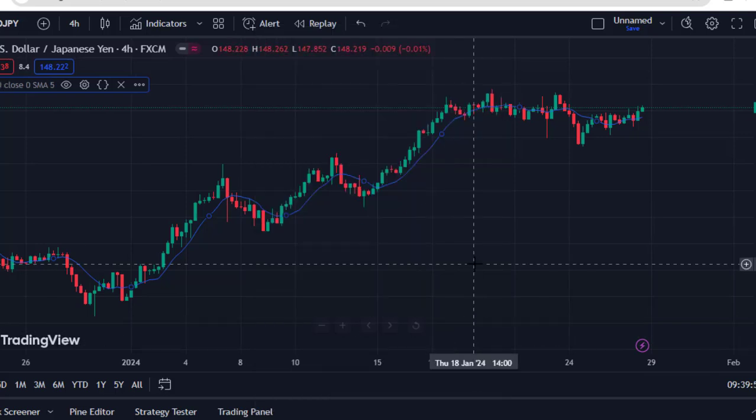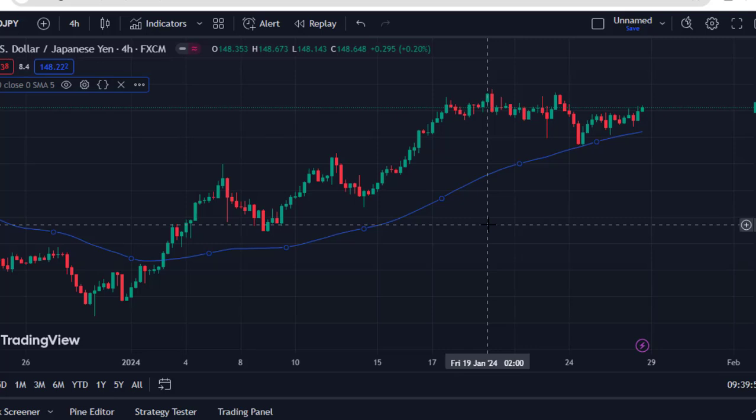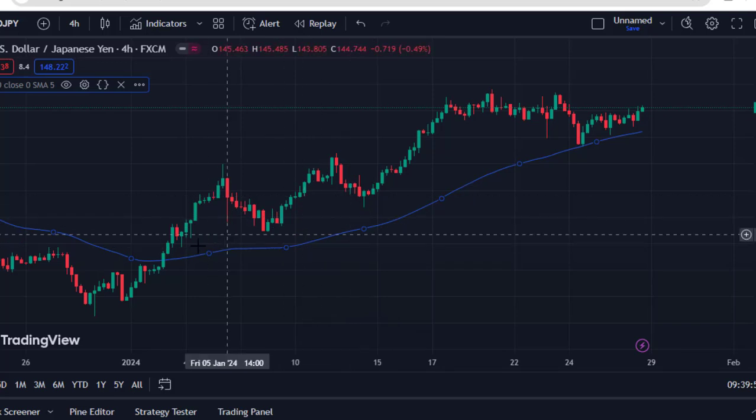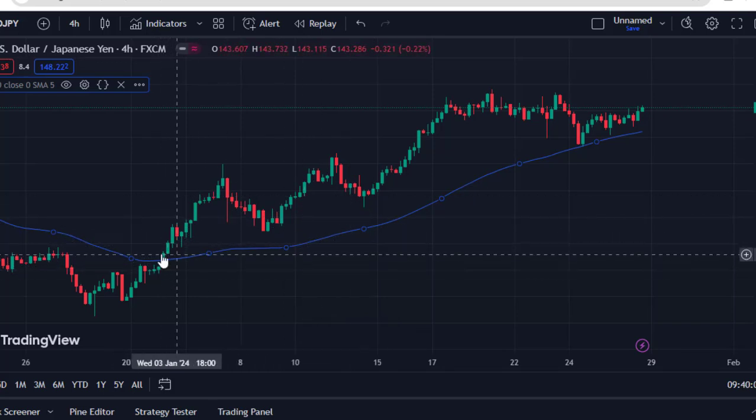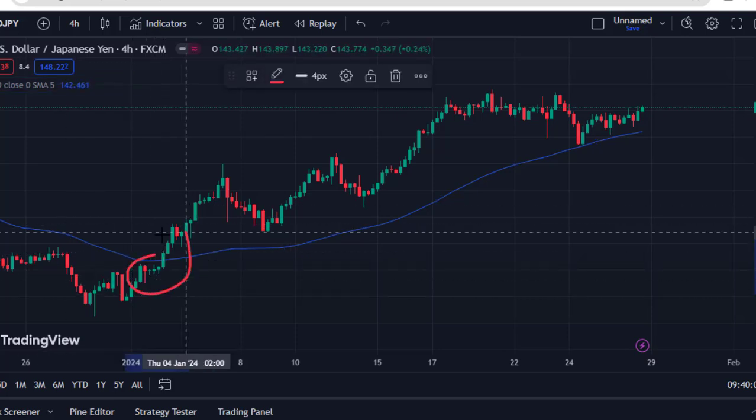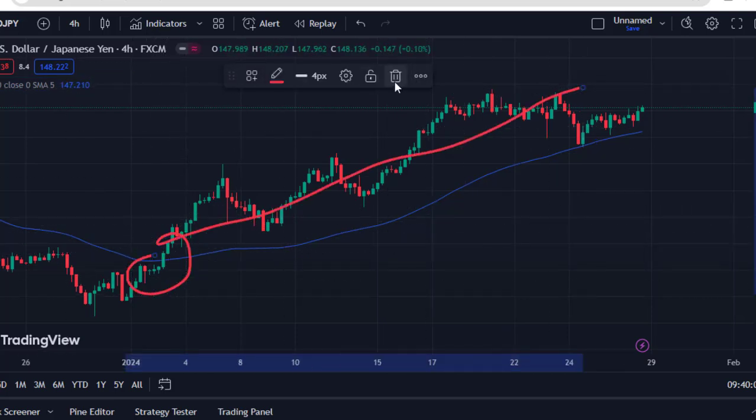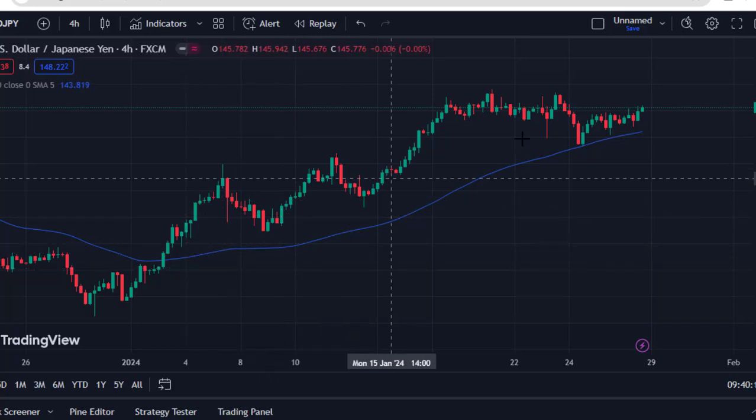So what this does is that it helps us with trend identification on the higher time frame. As you can see in this very area, we see a change in market direction at this very point. So from this very area, the market begins to move to the upside. So the moving average helps us identify the trend.